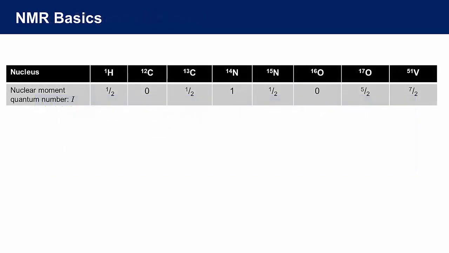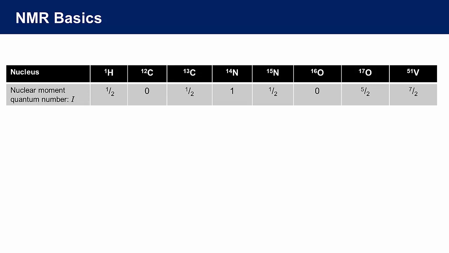Let's have a look at some examples of the magnetic moments of different types of atom. The simplest atom is hydrogen, and the first isotope of hydrogen is 1H. This nucleus has a nuclear spin quantum number of 1/2. If we look at carbon, the first stable isotope of carbon is carbon-12. This has a nuclear spin quantum number of I equal to 0. This means it has no nuclear magnetic moment and is invisible to NMR. The isotope of carbon, carbon-13, has a nuclear spin quantum number of I equal to 1/2, just like the 1H isotope.